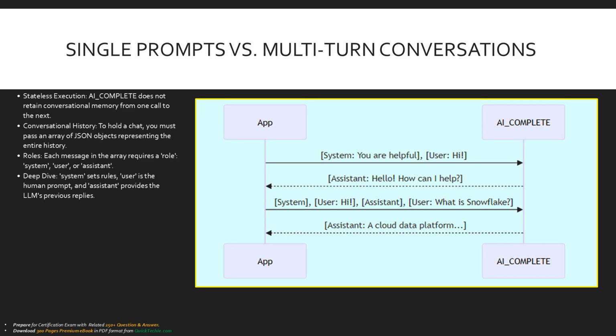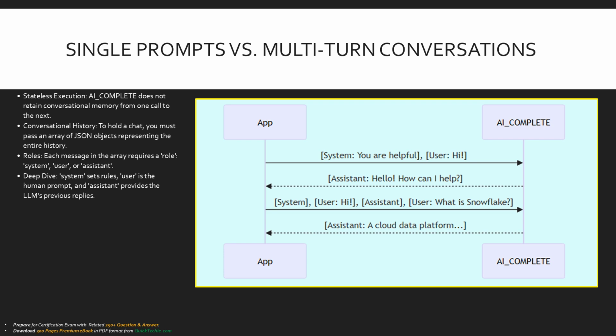Now let's explore how to structure your inputs. The most fundamental concept to grasp is that AI Complete is entirely stateless. It does not remember your previous questions. If you want to build a conversational chatbot experience, you cannot just send the newest question. You must pass the entire conversation history into the function using an array of JSON objects.